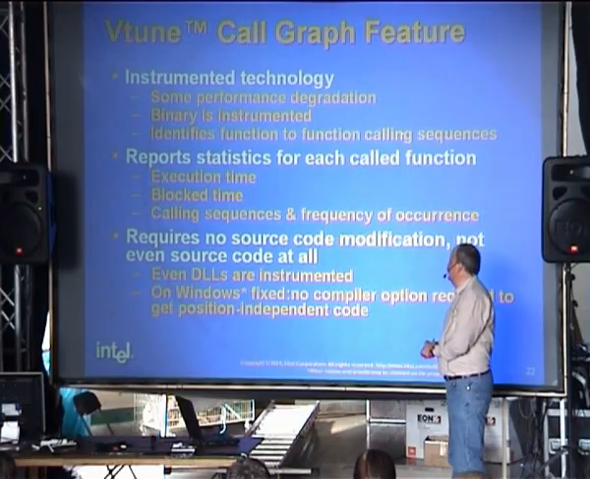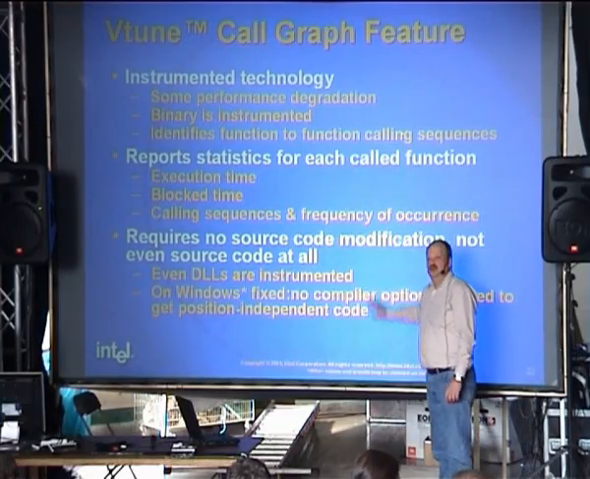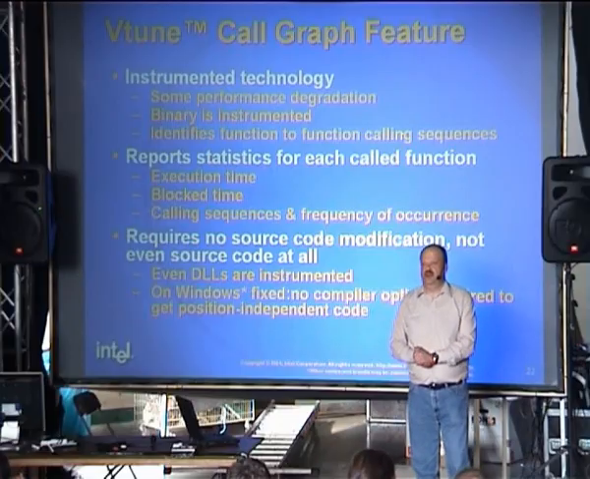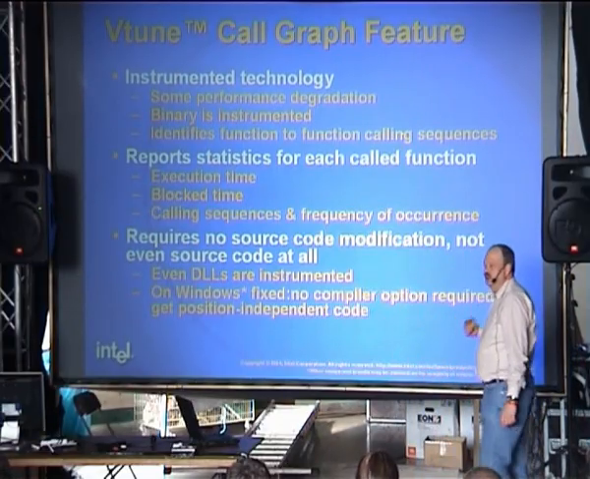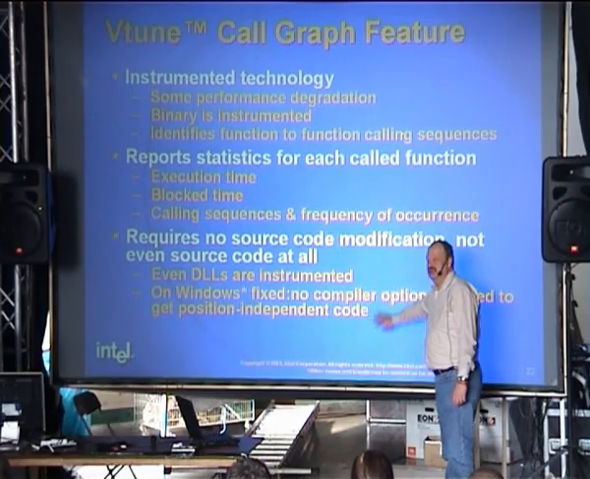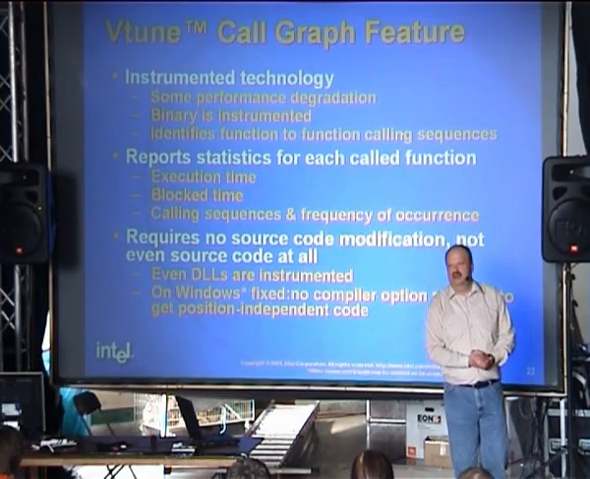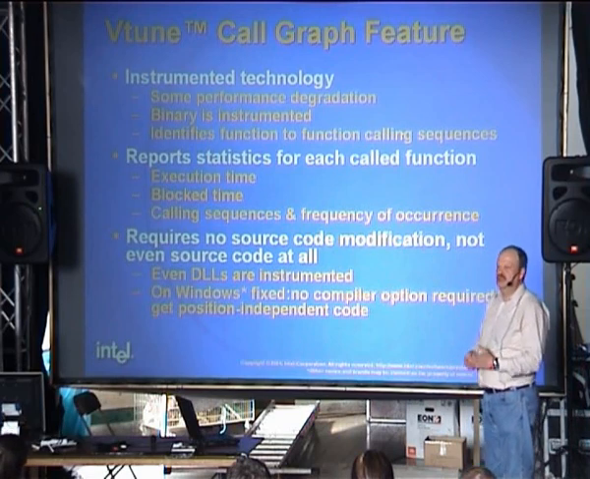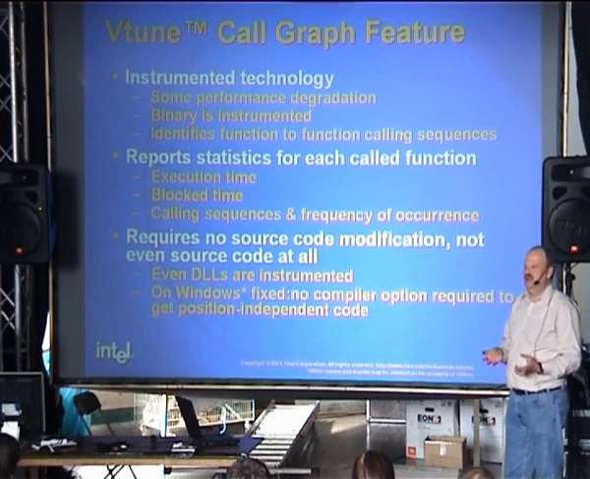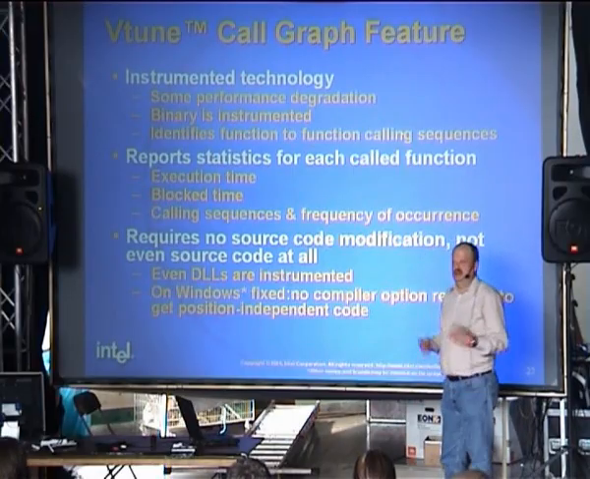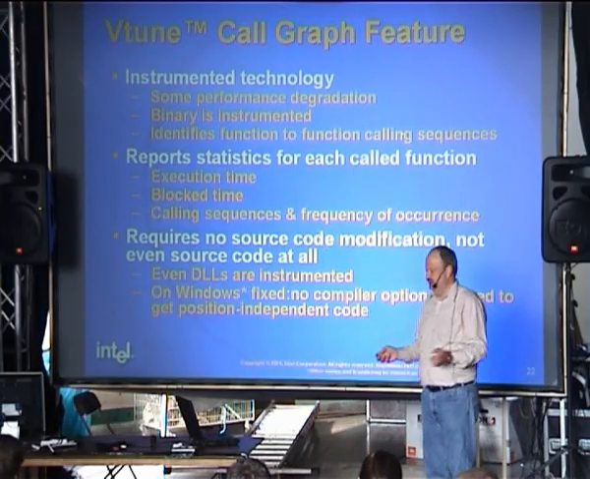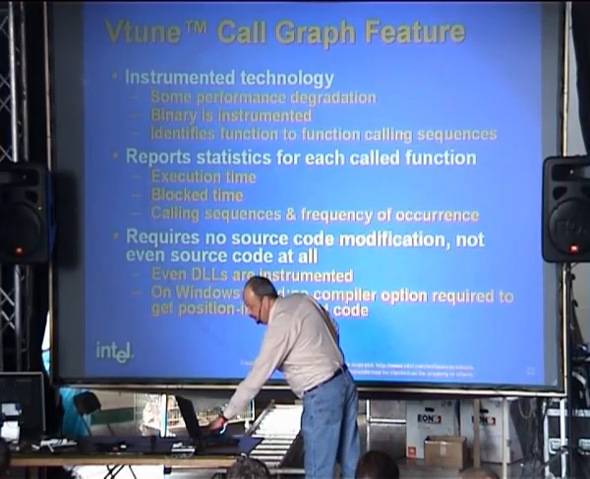And this even includes the DLLs, but of course not the kernel or the Windows operating system. The only option needed to use this is to make sure you have location independent code, because, as I mentioned, we change your binary, and so the code you generate has to be position independent, since we are adding something.